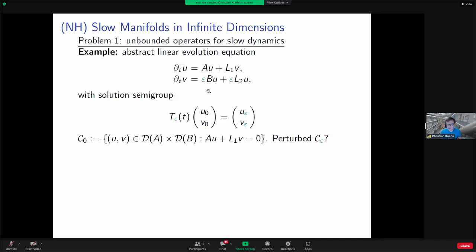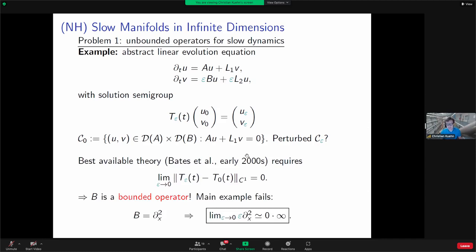Suppose this has a nice solution semigroup, and there's a small parameter epsilon in the second component for the V, and you formally define your critical manifold as the zero set in a suitable domain, as a subset of your Banach space, so in the domain of the operator A, and the operator B. And then you ask yourself, why can I not perturb this to another object, hopefully again a manifold if the original one was a manifold? And the best available theory, I think, that you can find is this theory from Bates and collaborators, published in the late 90s and the early 2000s.